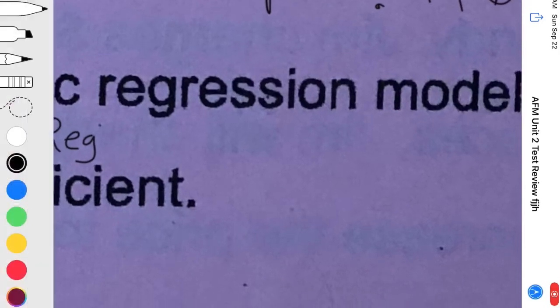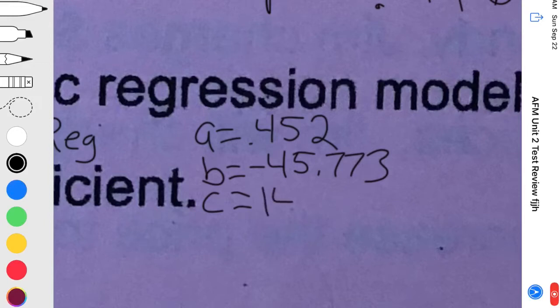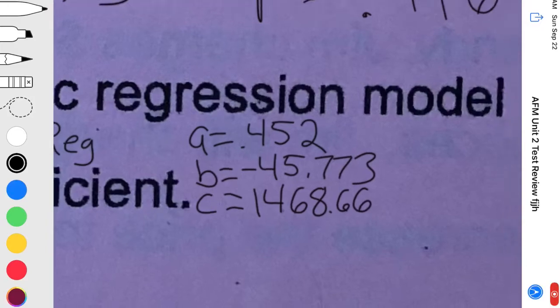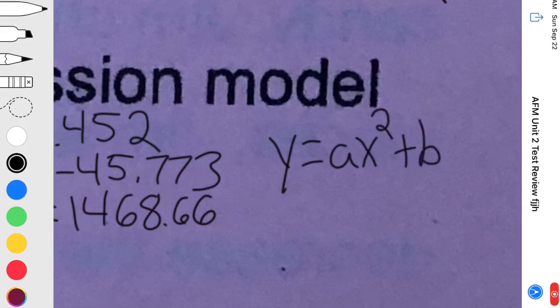So our A is 0.452. Our B is negative 45.773. And our C is 1,468.66. And remember, your quadratic is y equals ax squared plus bx plus c.